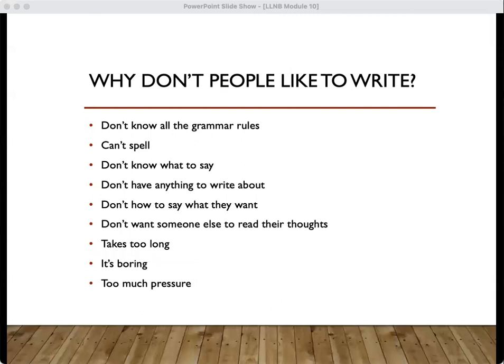They may be used to getting back papers that were full of red pen corrections, and that can stay with someone. There's lots of reasons someone may not want to write. And one of the reasons that someone may not want to write is not because they're no good at it. They might have a lot to say. They might have very interesting stories to tell.